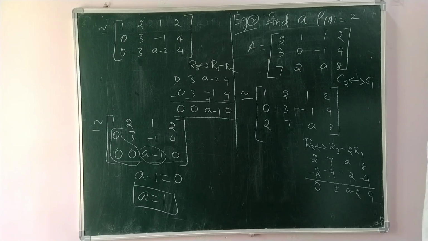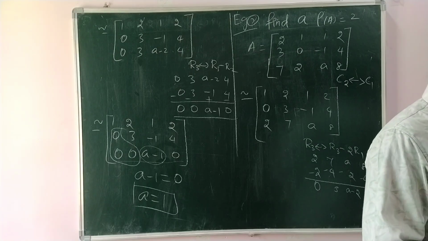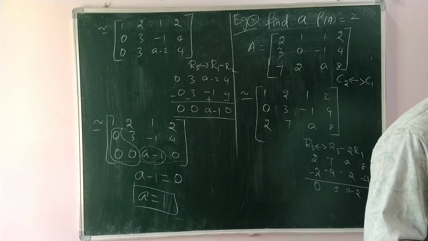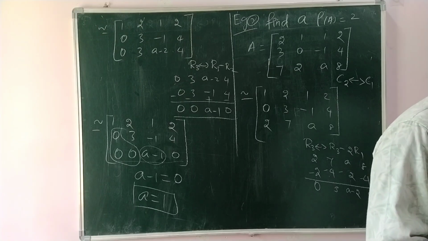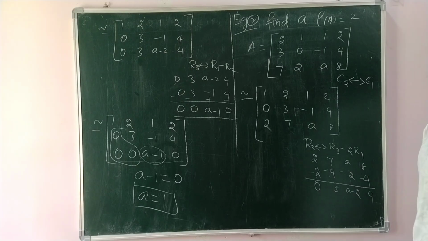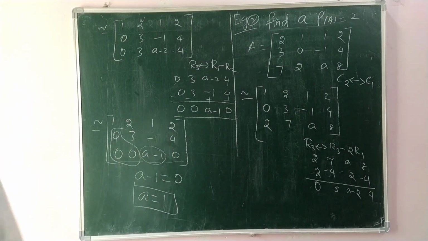What is the rank of that matrix with all entries 0? While saying the definition itself, I said the rank of a null matrix is defined as 0. Okay, that is it. So that is about the rank of a matrix, and then we'll move on to the next topic.